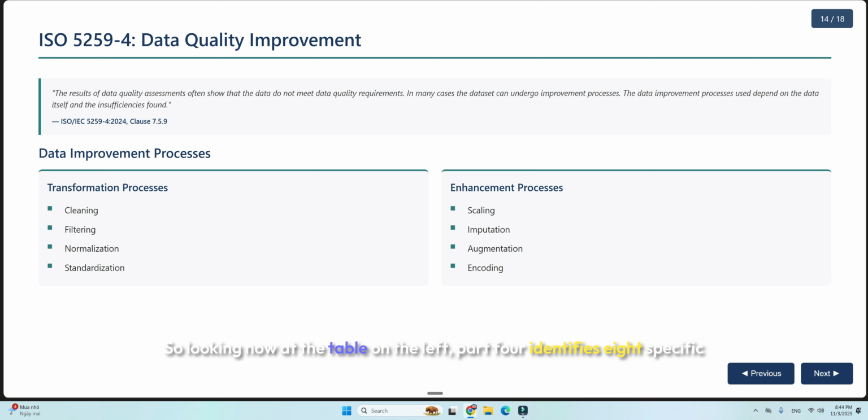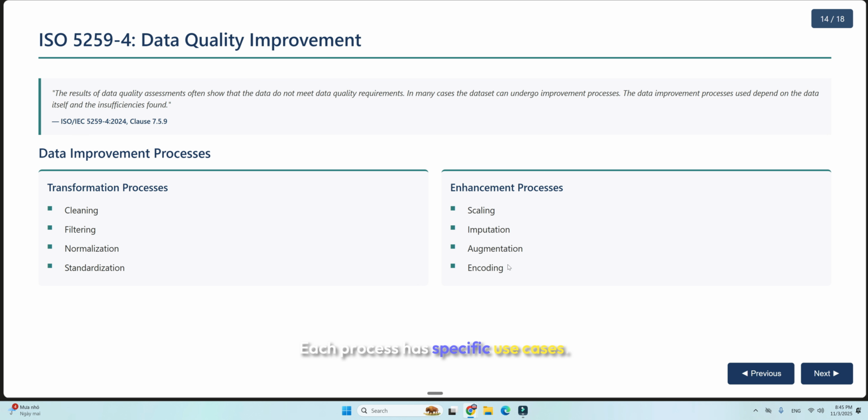So looking now at the table on the left, Part 4 identifies 8 specific improvement processes. Transformation processes include cleaning, filtering, normalization, and standardization. These are about correcting or removing data that doesn't meet requirements. On the right-hand side, enhancement processes include scaling, imputation, augmentation, and encoding. These are about enriching or expanding your data set.